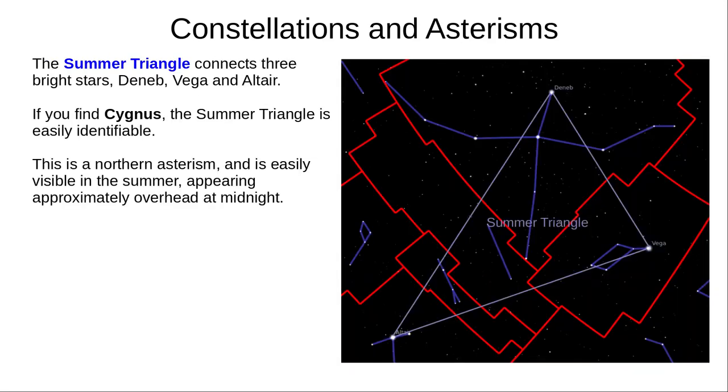The Summer Triangle crosses several constellations and connects 3 bright stars, Deneb, Vega and Altair. In the northern hemisphere's summer, it appears roughly overhead at midnight. Find Deneb in Cygnus and you can easily find the other 2 stars.